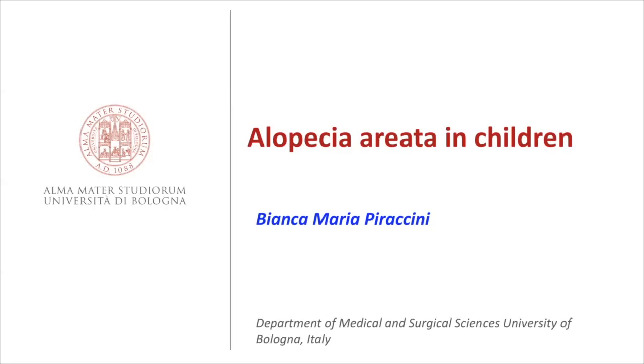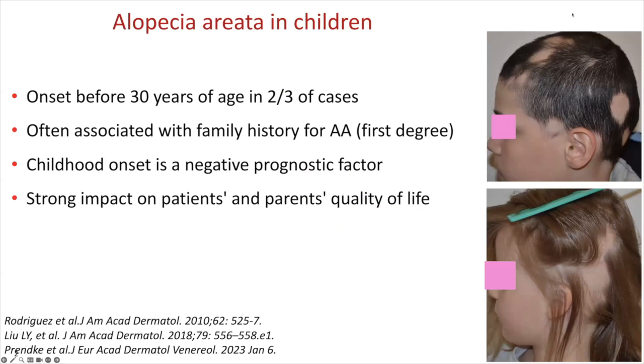To share with you some insight on alopecia areata in children. It's not that unusual to have alopecia areata in children, as you know that the onset of the condition is often at a young age. In children, you should always ask for family history, as family history is very common, and both family history and the early age of onset are a bad prognostic factor as to response to treatment.